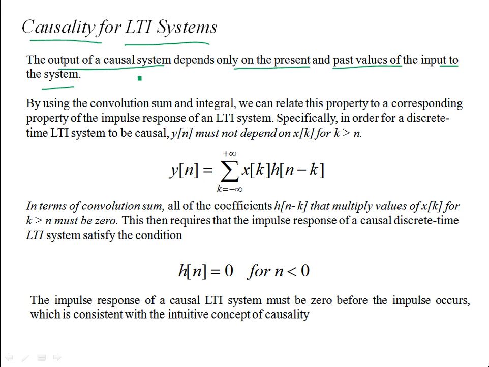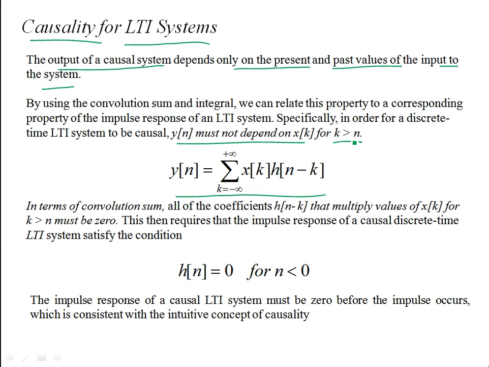Now, what does this imply? What is the implication on the impulse response of the system? If you recall, we have already represented the output of such an LTI system in terms of the convolution sum. Now, for a system to be causal, y of n must not depend on x of k for k greater than n. This means that to compute the present output y of n at time index n, you cannot invoke the future samples. The system should not be able to anticipate the future.